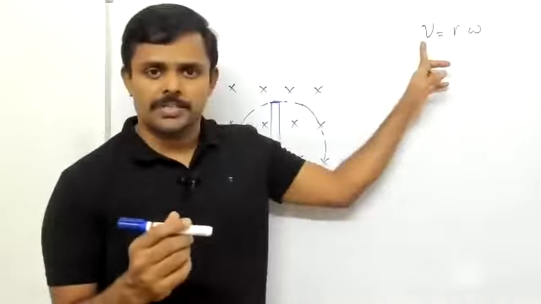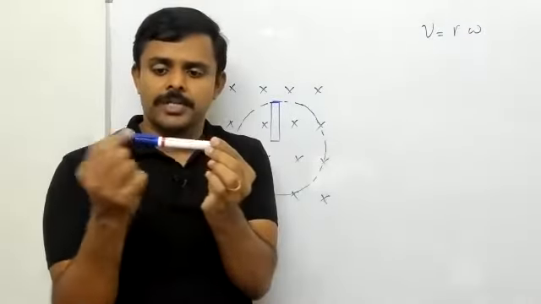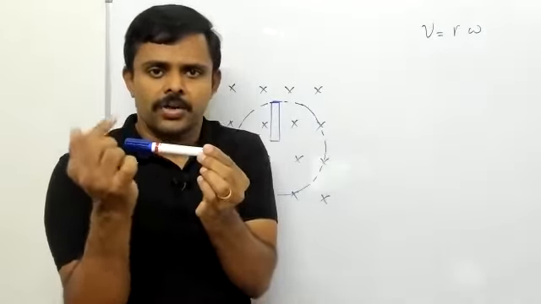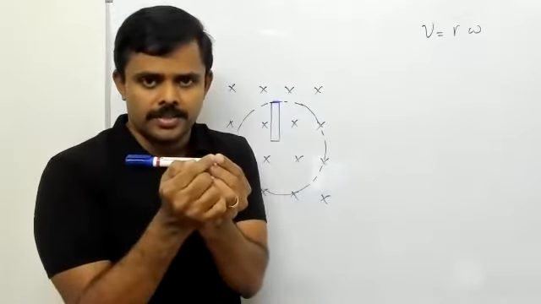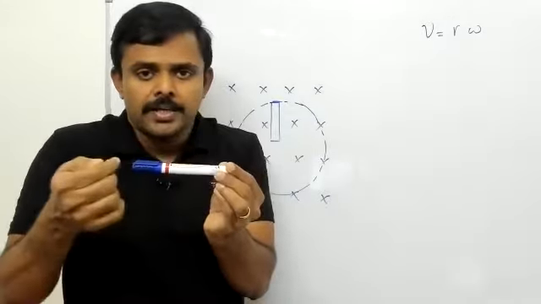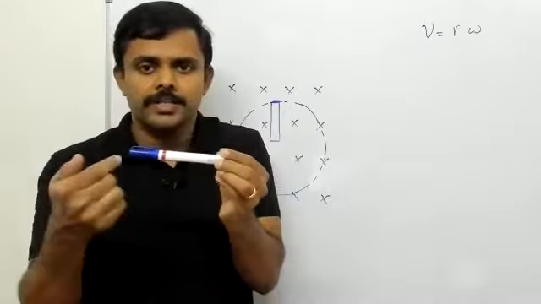But linear velocity is different. The fastest point is the farthest point, and the slowest point is the closest point. Understood? As you go away from the axis of rotation, the speed will increase.